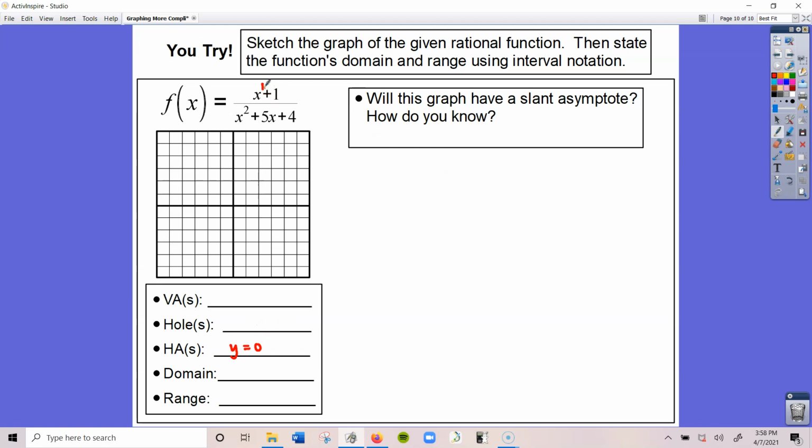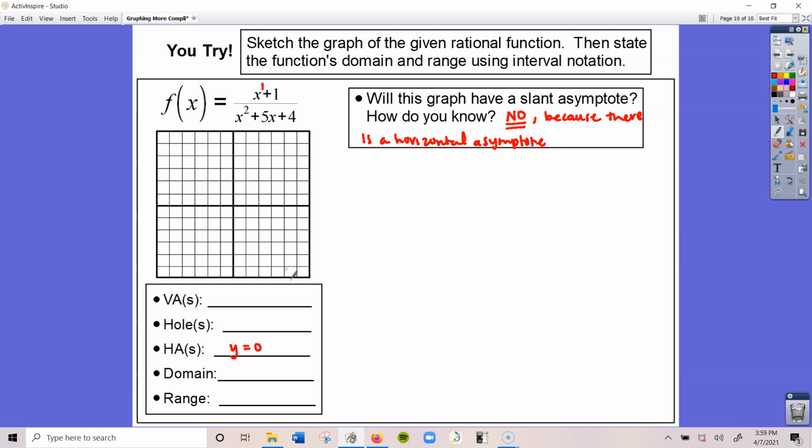So since the degree of the numerator is smaller, that means that no, we are not going to have a slant. And the reason is that there is a horizontal asymptote. That's another thing, I mean, think about it. We only have a slant if there is no horizontal asymptote. They cannot exist at the same time. So because we do have a horizontal asymptote, that means that it is not possible for us to have a slant.